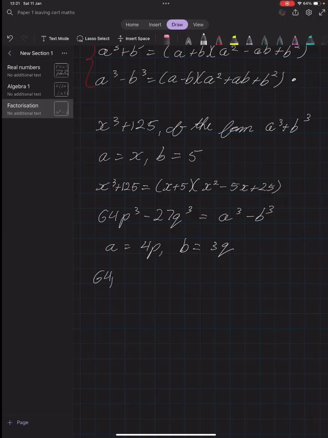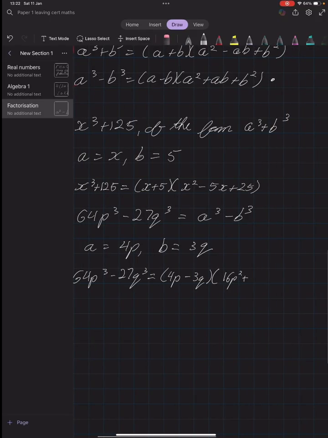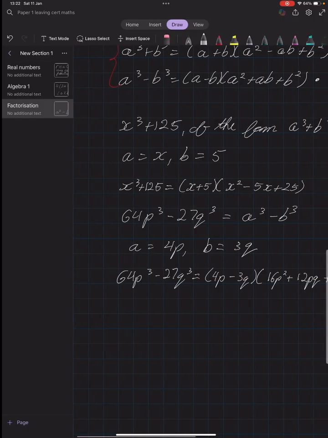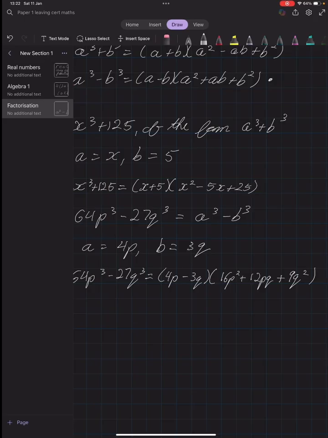We get that 64p cubed minus 27q cubed is going to be equal to 4p minus 3q into 16p squared plus. Just be careful with your pluses and minuses here. I almost got caught there. Plus a multiplied by b, which is 12pq, plus 9q squared. Okay. So that is how you would do something like that.